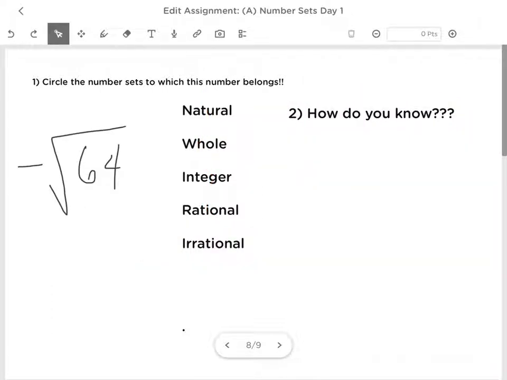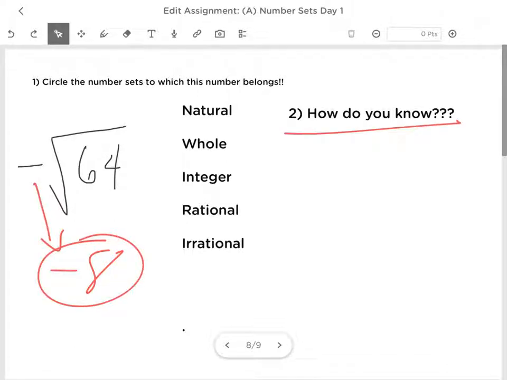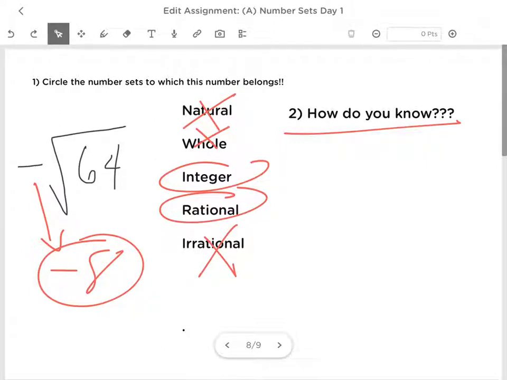Alrighty, thinking about simplest form here. We all know the square root of 64 is 8. Bring down that negative so it makes it the number negative 8. Now again, how do I know here what number sets it belongs to? Well, there are no negatives in natural and whole, so this is an integer, which makes it also rational, which means it cannot be irrational.